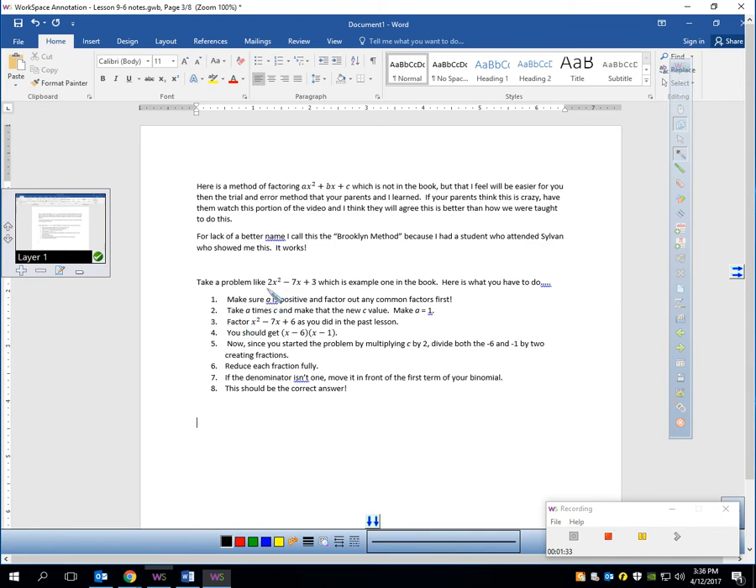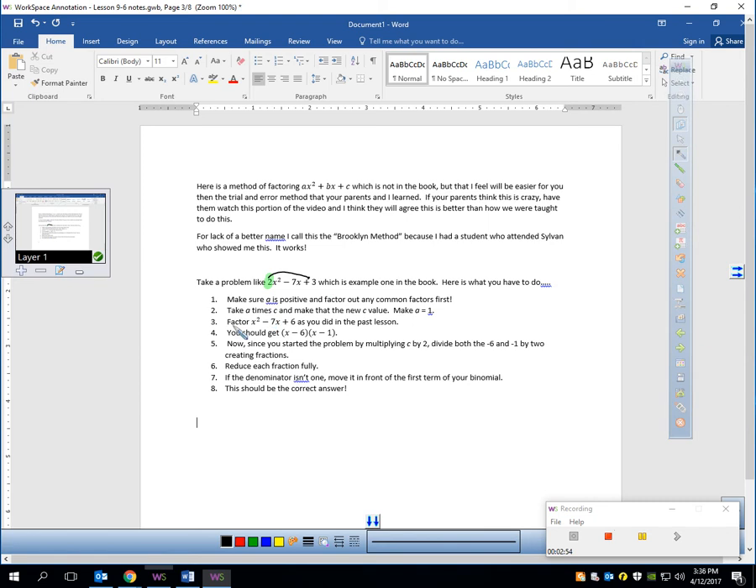First of all, you have to make sure, let me take a highlighter, that the A value is positive, which you see here, it is positive right now, and that we factor out any common factors first. Let's check. 2, 7, and 3, there's no common factors there. And each term, these don't all have an x, so I don't have any common factors. I always check for that first, though. Okay? Here's the next thing you do. You take A, which is 2, take A times C, which would be 6, and make 6 your new C value. Change A to 1.